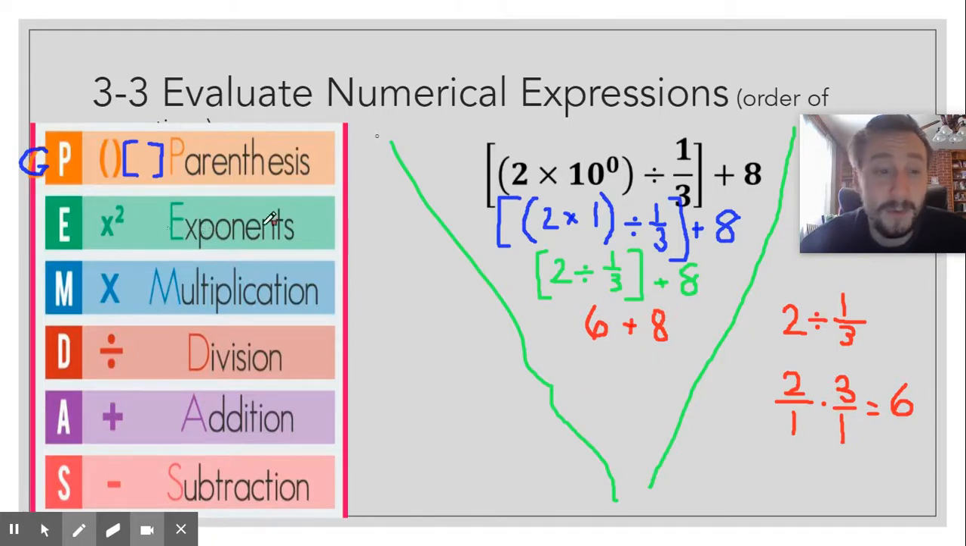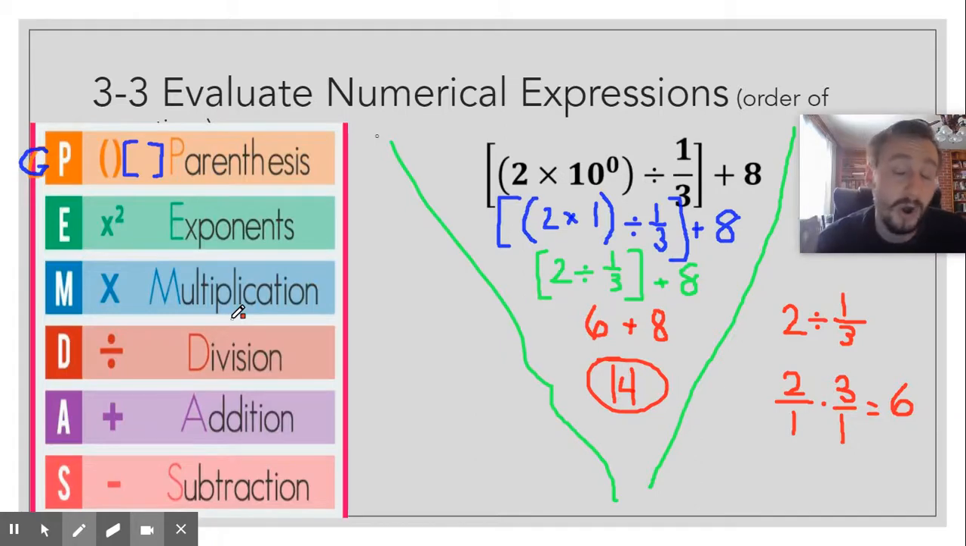Do we have any more exponents inside this red step? Nope. Multiplication or division? Nope. Addition or subtraction? Yes. 8 plus 6 gives us 14. And there's your answer. So we worked from this whole problem smaller and smaller and smaller until we got just 14. And that's it. So just make sure you follow these steps when you're solving numerical expressions.